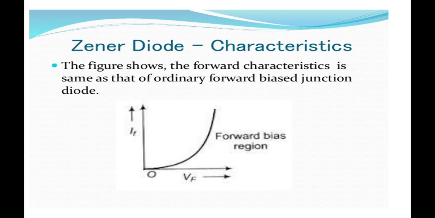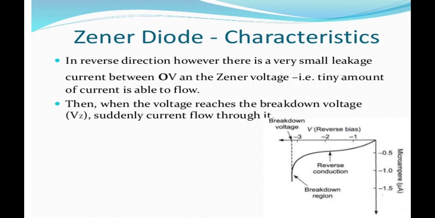The figure shows the forward characteristics of the same circuit in a forward bias junction diode. The x-axis is the forward voltage and the y-axis is the forward current. Now this is the Zener diode characteristics, in reverse bias.